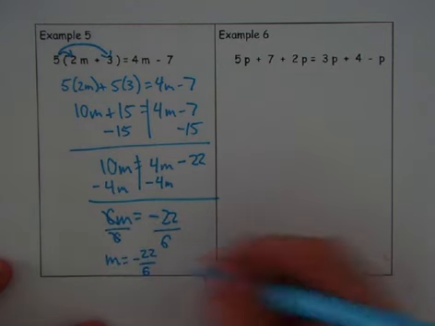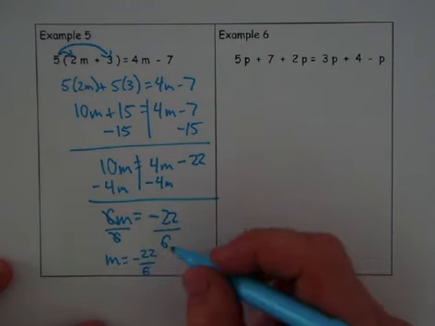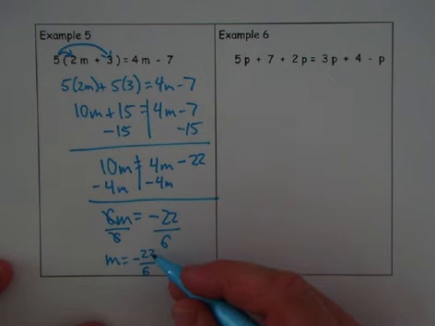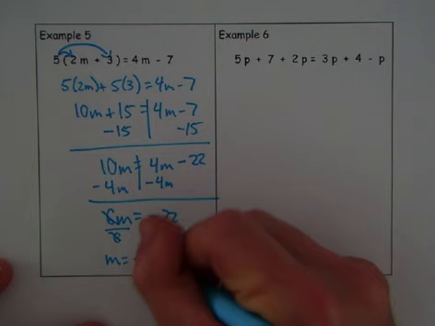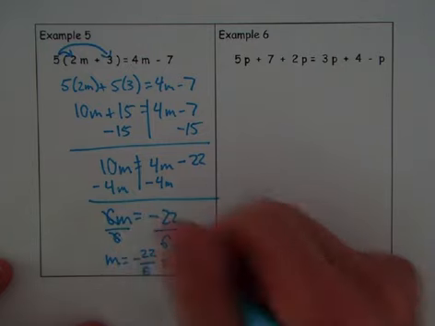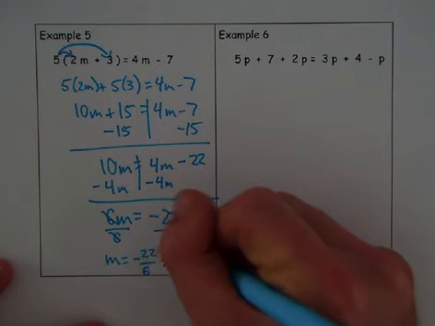Now, this is not fully simplified. Why? Because both 22 and 6 have a common factor. That common factor is 2. 22 is 2 times 11. 6 is 2 times 3. So I can further simplify this. If I divide both the top, the numerator, and the bottom, the denominator, by 2, I get negative 11 thirds.